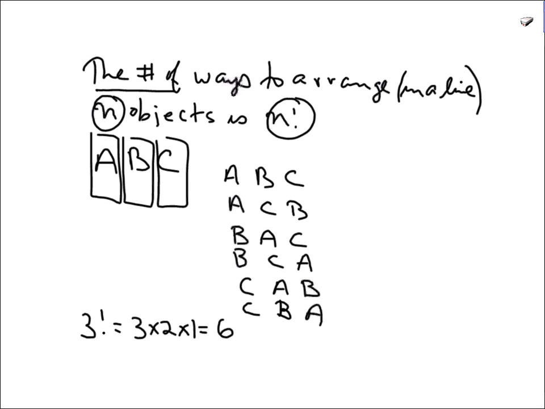N is just a placeholder for a number. I need to tell you what n is. There are 3 objects, so you should say, oh, 3 factorial. If I tell you there are 11 objects, you should say, oh, they can be arranged in 11 factorial different ways. Whatever n is, say factorial, and that's the number of ways of arranging it. 9 objects, how many ways can you arrange them? 9 factorial ways. They all have to be different.